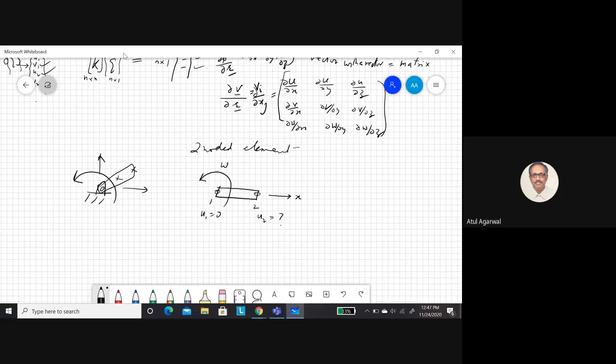I'm doing a mechanics of solids problem. There is a bar of length L, cross-sectional area A, and Young's modulus E, and this rod is spinning about this origin. I want to find the displacements.